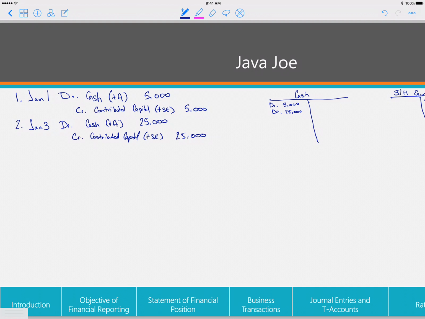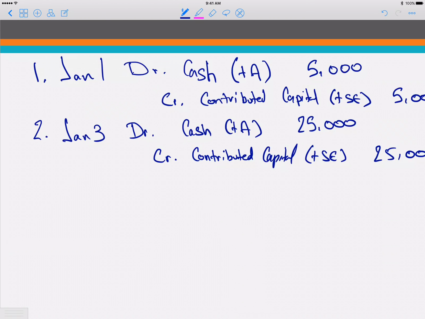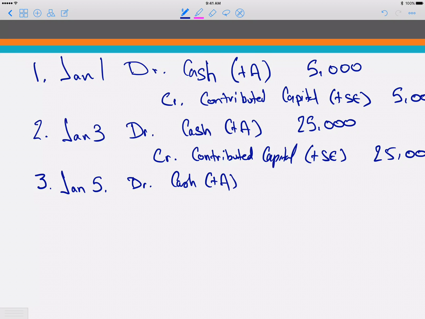The next thing that happens is they decide to seek additional funding, and they get a bank loan of $20,000. So why don't you try to write this out? January 5th, they received a bank loan of $20,000. So January 5th, cash increases. So that is an increase to assets of $20,000. And we credit bank loan. And what type of account is bank loan? It is a liability. So that increases by $20,000.